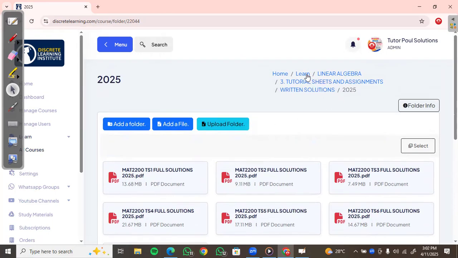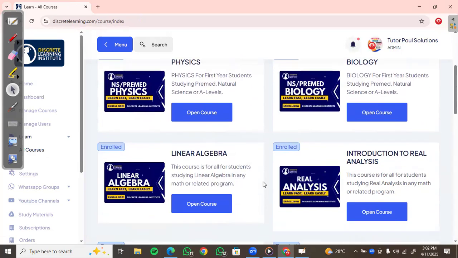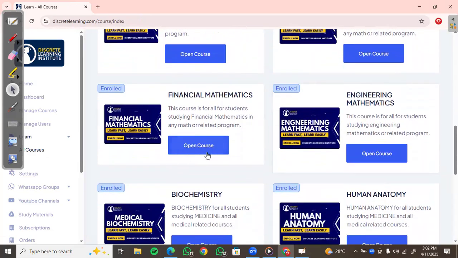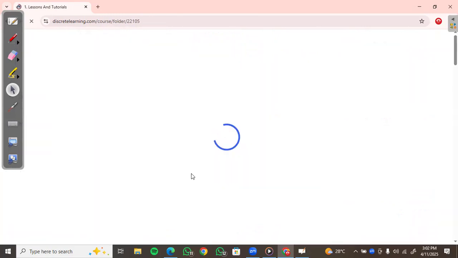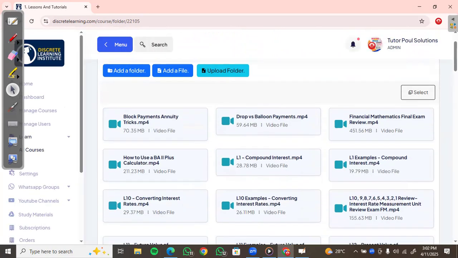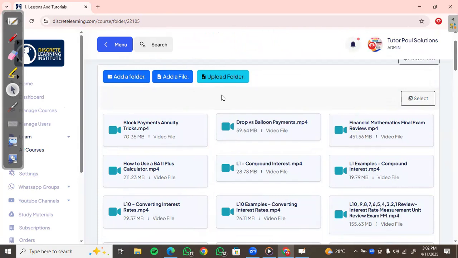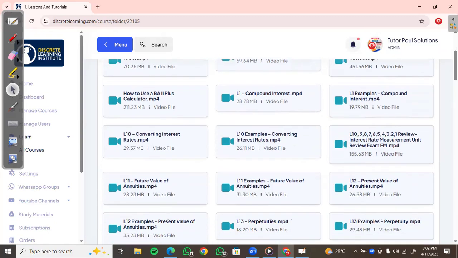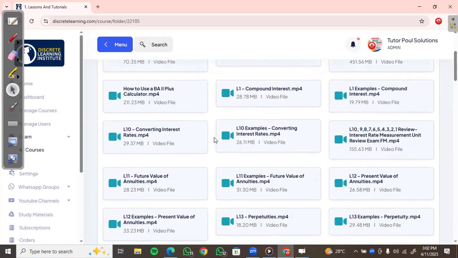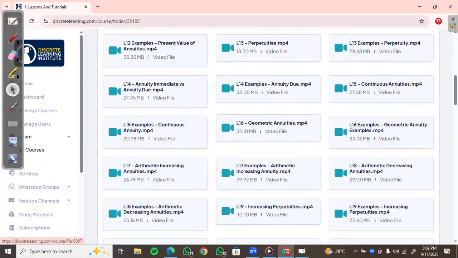And then we also have some materials for financial mathematics. When you go in the financial mathematics folder, you go to the lessons and tutorials, and you're going to find a lot of videos that we've uploaded. The way we have approached this is that we teach a certain concept, and then we also solve example problems. You can see lesson 1, this L1 means lesson 1. Lesson 1 was on compound interest, and then you have the examples on compound interest. I'll need to put this in order, because after lesson 1 you need to go to lesson 2.